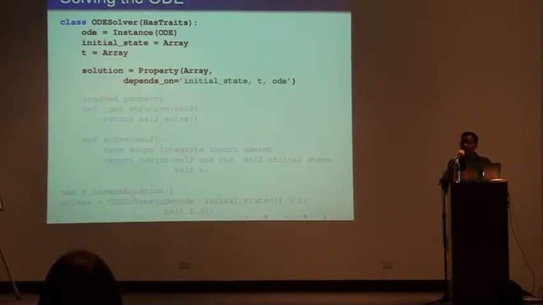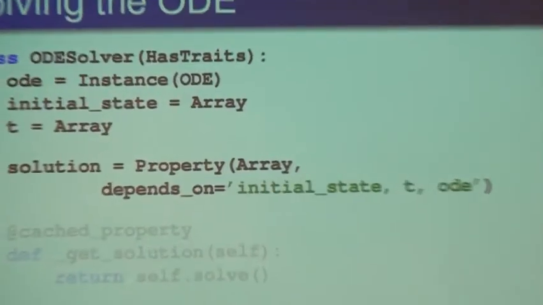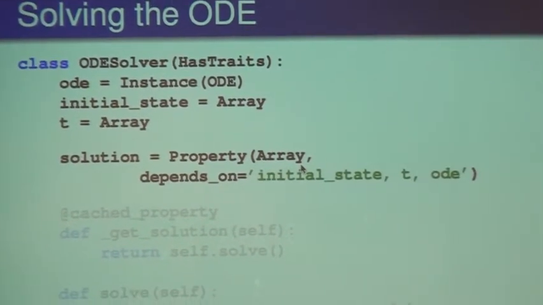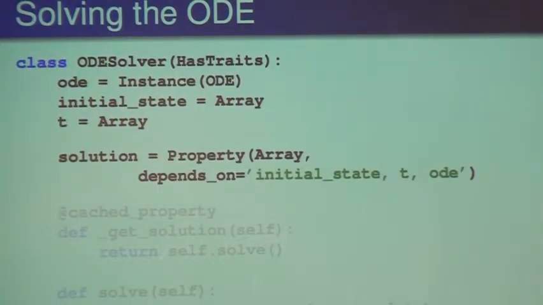The solution has to be computed, right? So anything that's typically a computed quantity in Python is usually a property. Traits also have this property trait, where you're saying this property is an array. Am I making sense? Too fast? No, I'm making sense. And this trait, this property, depends on the initial state, the time, and the ordinary differential equation.